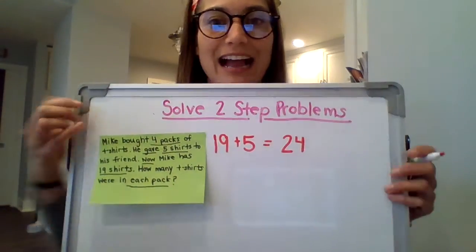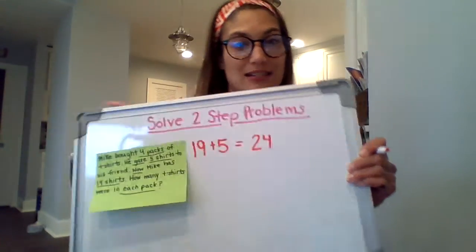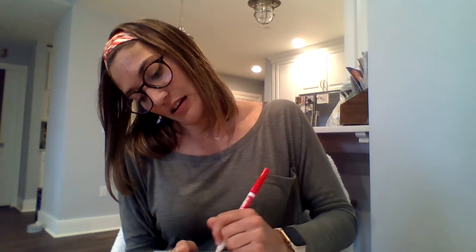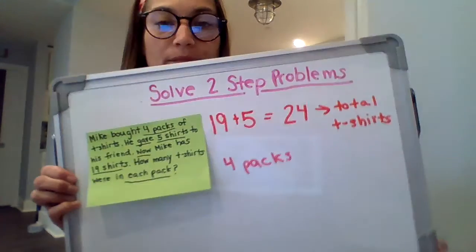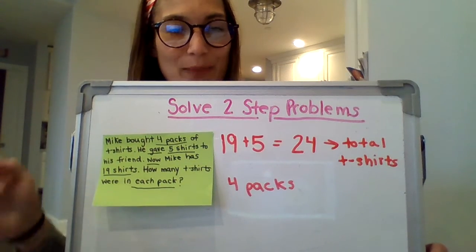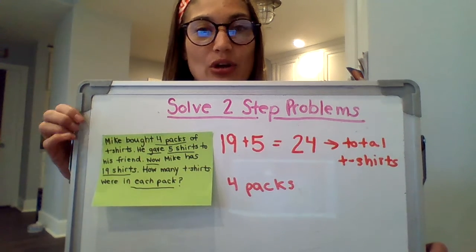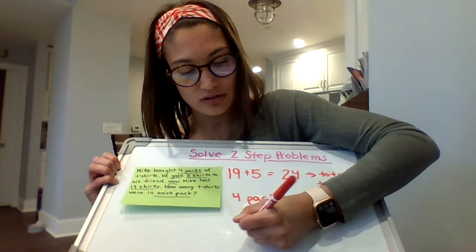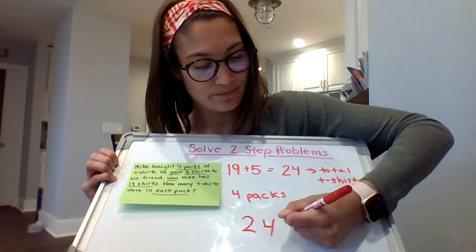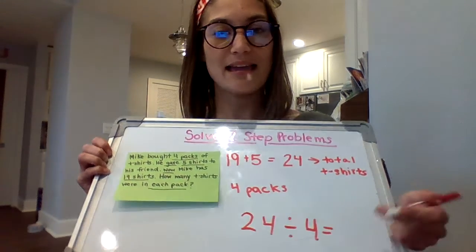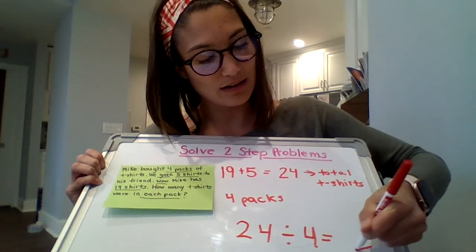So finally I know how many total t-shirts he has. I also know he bought 4 packs originally. Now can I figure out how many were in each pack? Yes, I can. So I need to take my total amount of t-shirts, which was 24. I need to divide it by the amount of packs. And then I will get my answer.